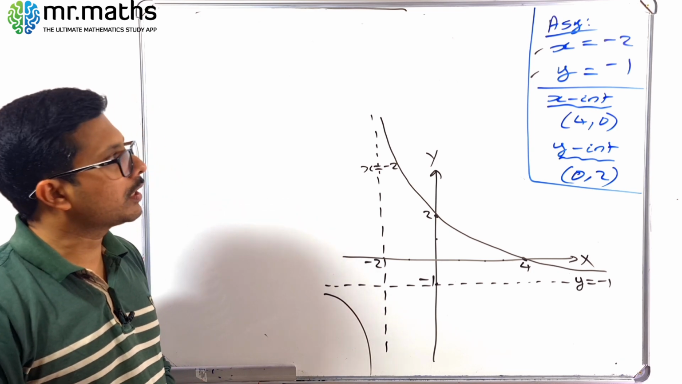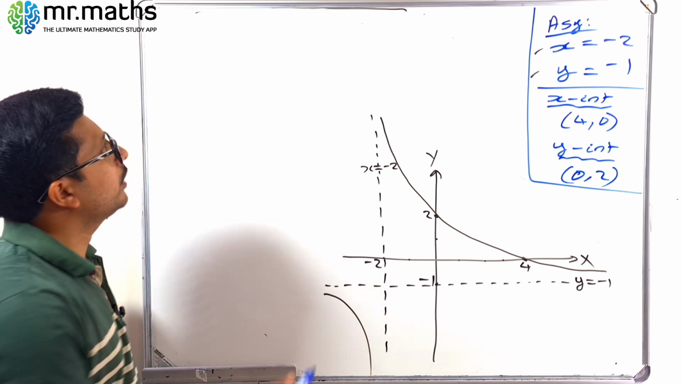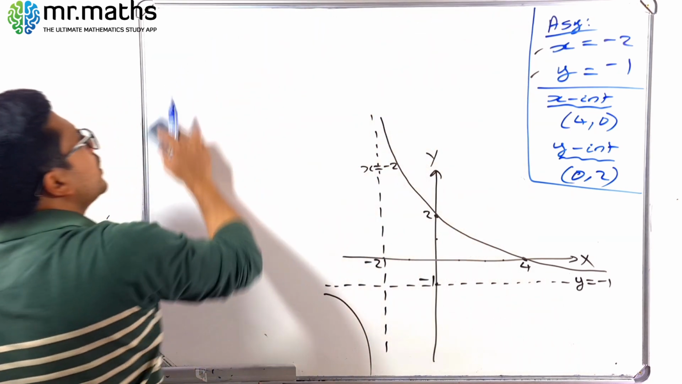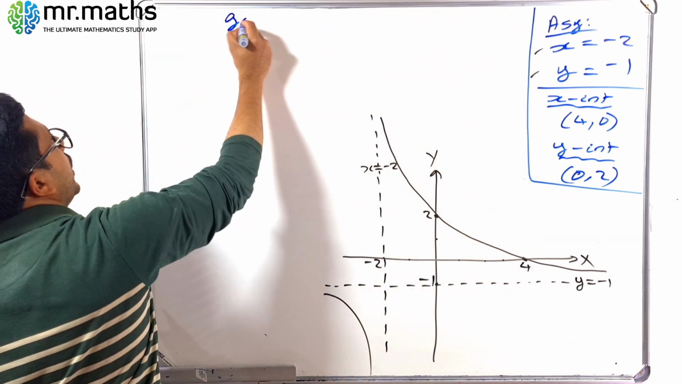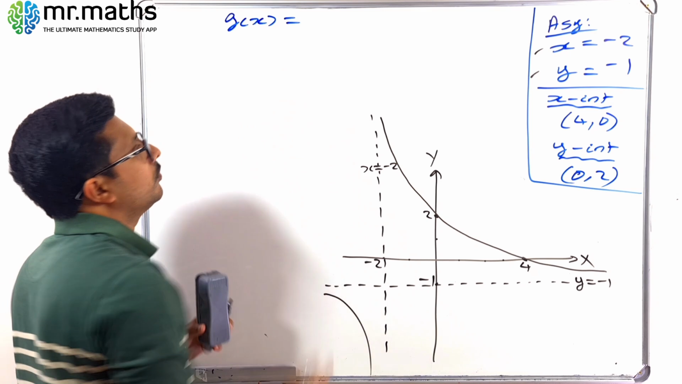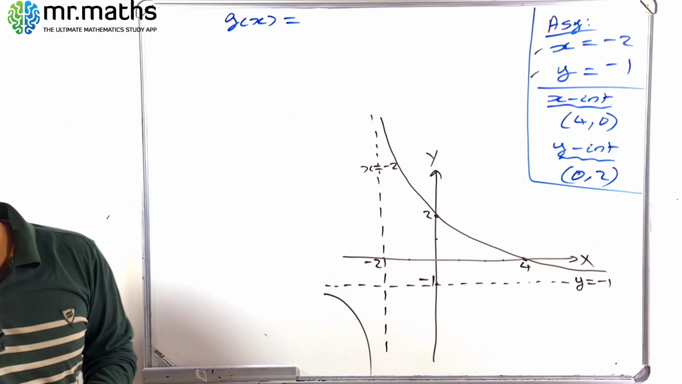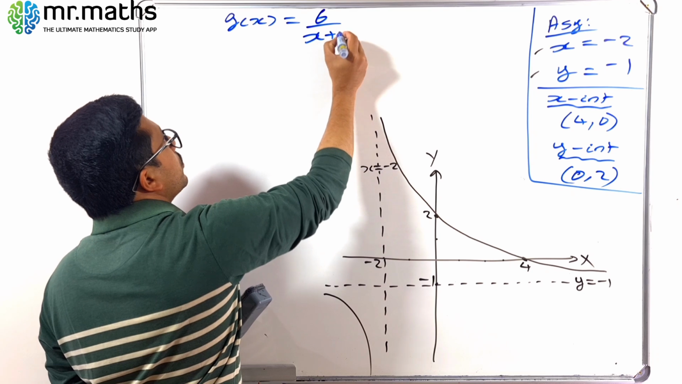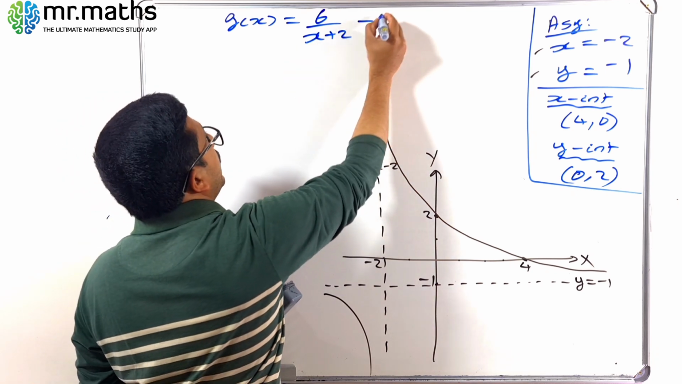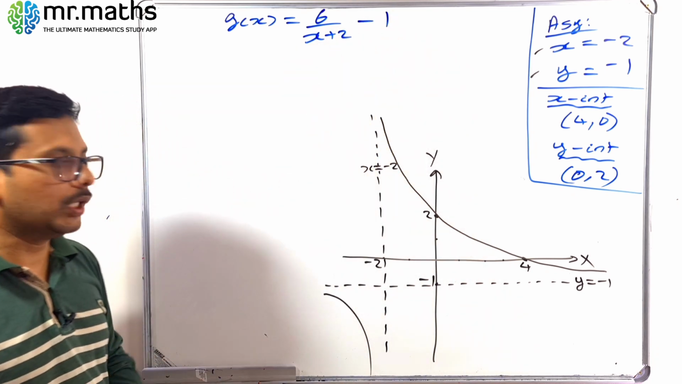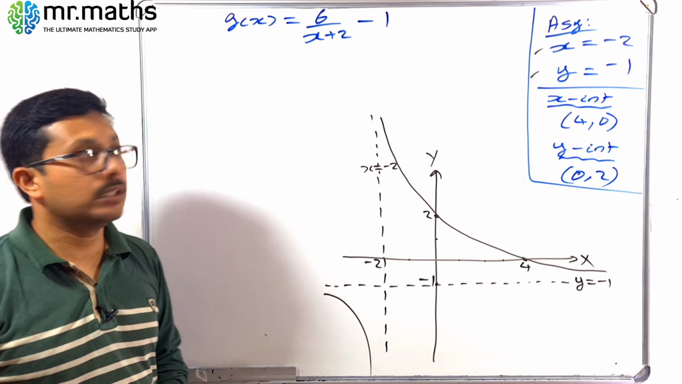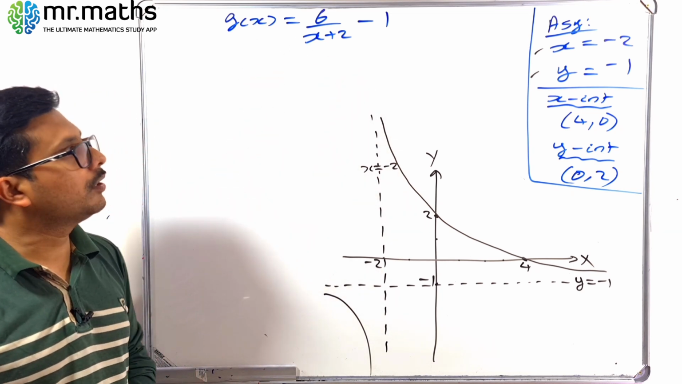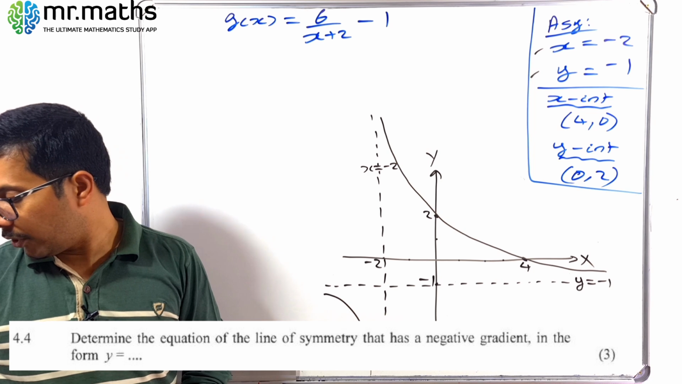Okay, so what is the equation? Let me write the equation once more here. What is the equation of G of x? G of x is equal to, what was the equation? 6 divided by x plus 2, 6 over x plus 2, then minus 1. So this is the graph of this G of x, 6 over x plus 2 minus 1. So that is question number 4.3.